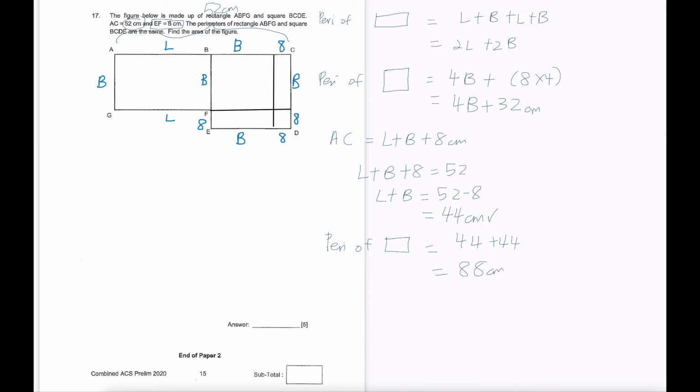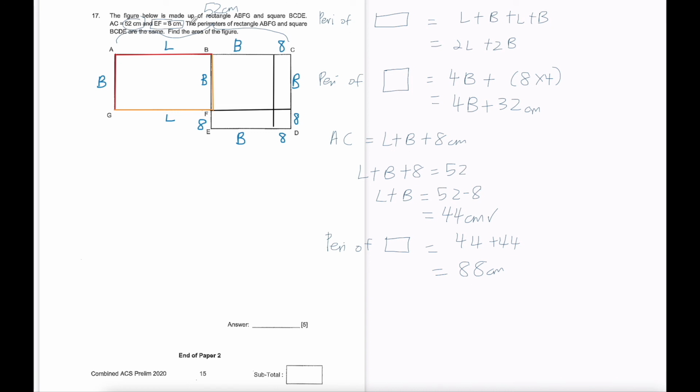For those who can't see, I'm going to try and draw it. So AB plus AG is 44 cm, because length plus breadth is 44. And then BF plus GF is also 44. So there we have it. The perimeter of the rectangle is 88 cm.